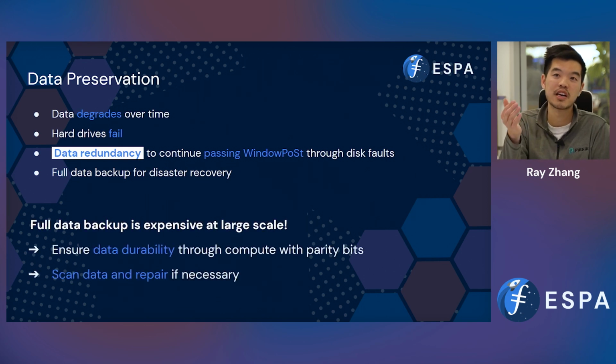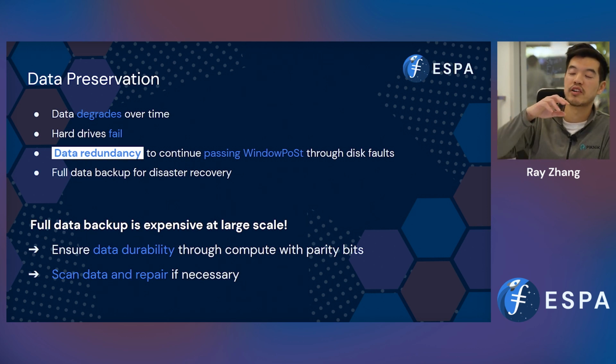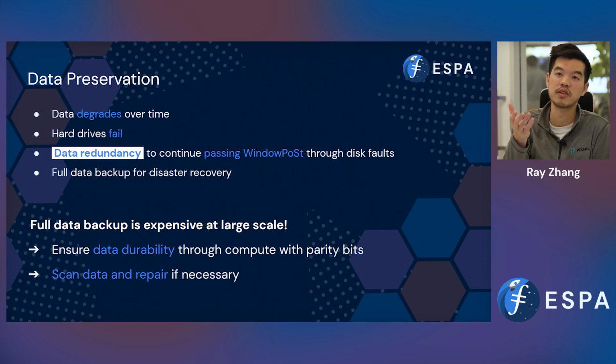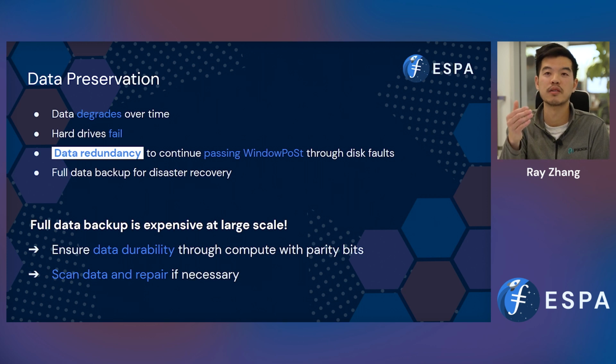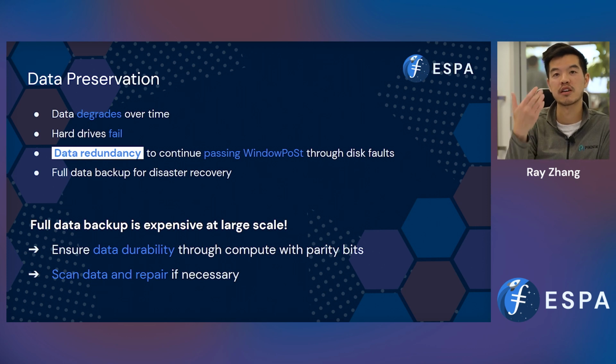However, full data backup is really expensive at the enterprise scale. If you have petabytes or zettabytes of data, you're not going to have another zettabyte or petabyte of data backed up somewhere else. That's double the cost. So in order to tackle this, you need to ensure data durability through the compute of parity bits. These are bits that you can store throughout different locations, and you're able to rebuild the original data from these bits. But you also need to be proactive about this. You don't want to find out that your data is corrupted during the audit. So you really need to have a process that will scan all the data you have and repair it as necessary.